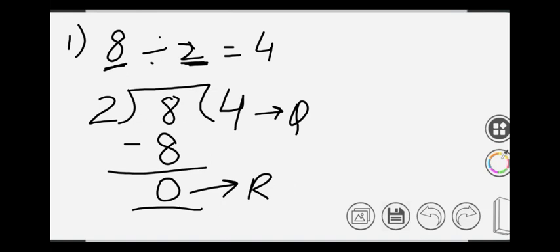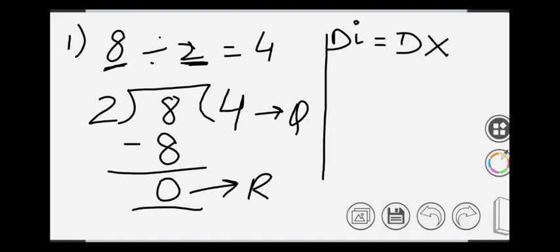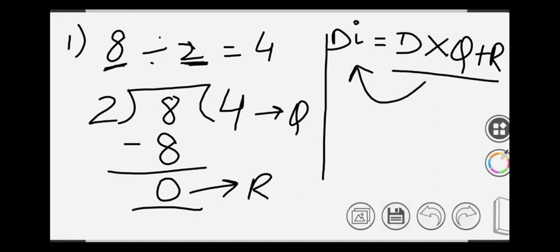Now we have one step to cross check whether our question is correct or not. For that a formula is there. The formula is dividend, and I am writing a shortcut, dividend I am showing it by DI. So dividend is equal to divisor multiplied by quotient plus remainder. Now we have to solve this right hand side, and then see whether it is equal to our dividend or not. If our right hand side is equal to the dividend, that means our answer is correct. So let's see now.